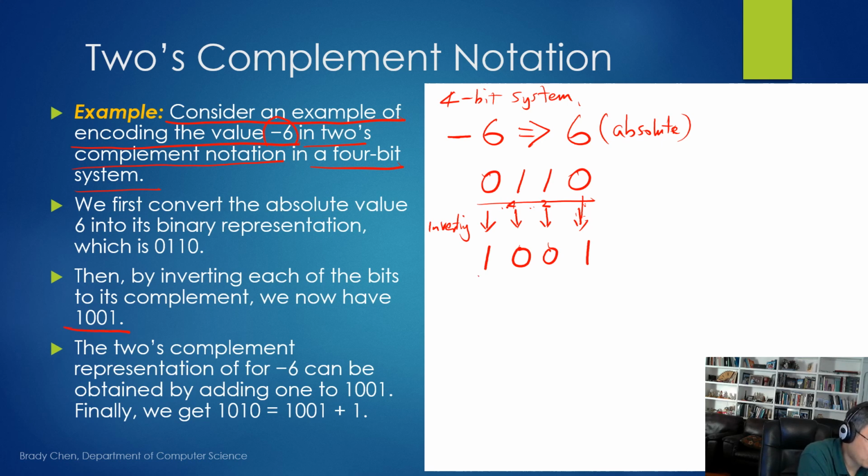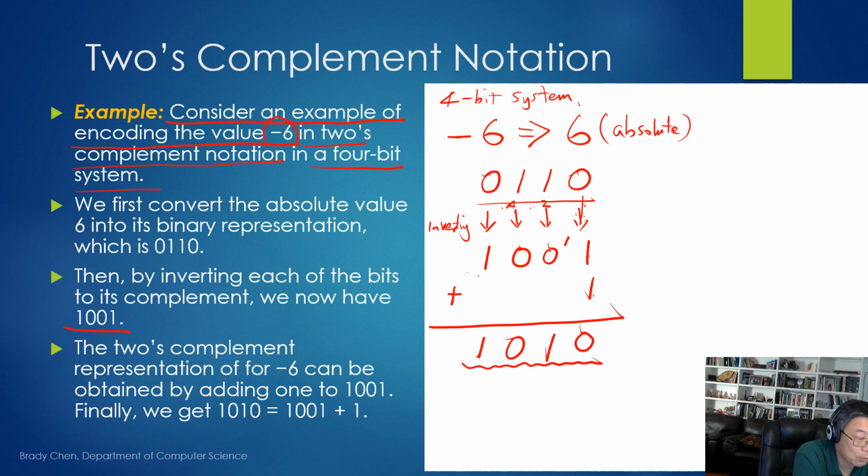The last step is we're going to add a 1 to the value. So 1 plus 1, that's 0. Carry 1 over to the next position. 1 plus 0 is 1. So it's 1, 0, 1, 0. Okay, so that's the two's complement representation of -6 in a 4-bit system.